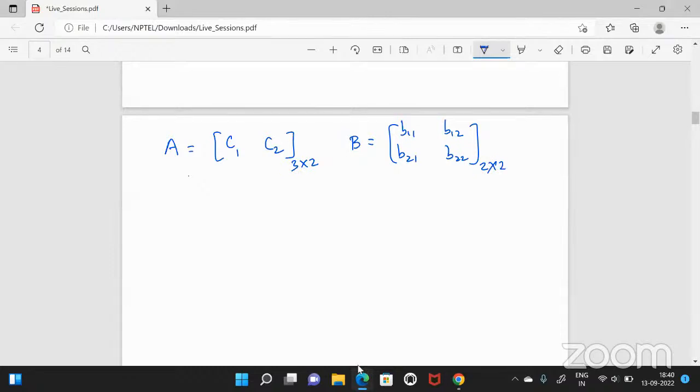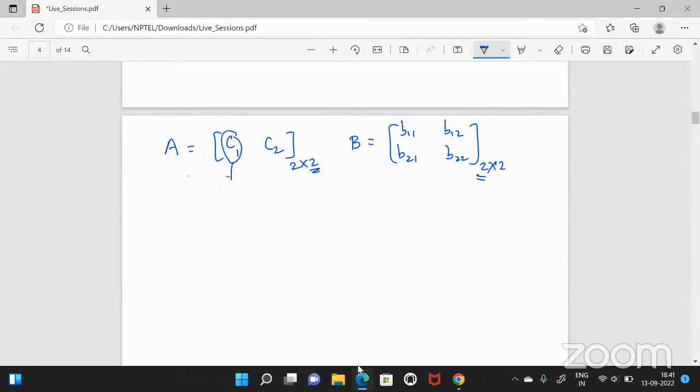Ma'am, in the question it's mentioned. It's given. Okay, fine. But in general, I'm telling, if it is not given, it can have any components, right? It doesn't matter, because A has 2 columns and B has 2 rows. Then that's what we want. Anyway, because it's given in the question, it's a 2 cross 2 matrix.